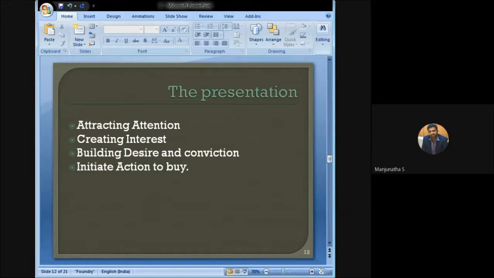So creating interest, then building desire and conviction. We have to build a desire among the customers, and we have to convince them to purchase the product. Then initiate the action to buy, which means they have to take a decision to purchase. That is, the purchase decision needs to be made. That is the action we have to make. That's what we call the AIDA model: attention, interest, desire, and action.